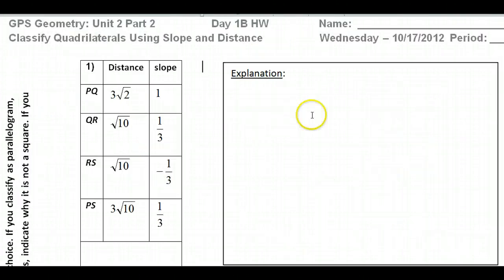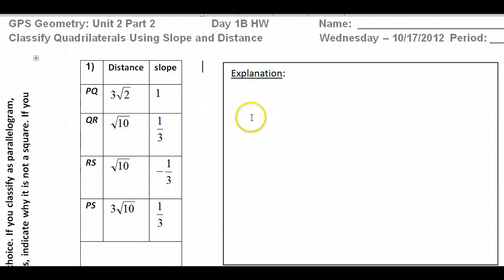Notice that I've left this space here for an explanation. So you're not just going to write down the word parallelogram or whatever. You're going to say why you think it is what it is. And mostly that's going to come down to the definition. If you're going to say it's a parallelogram, that's going to be because the opposite sides are parallel. If you're going to say that it's a trapezoid, that's going to be because it has exactly 1 pair of parallel sides. And if you're going to say it's a kite, you're going to say it's because it has 2 pairs of consecutive sides that are congruent, meaning right next to each other.